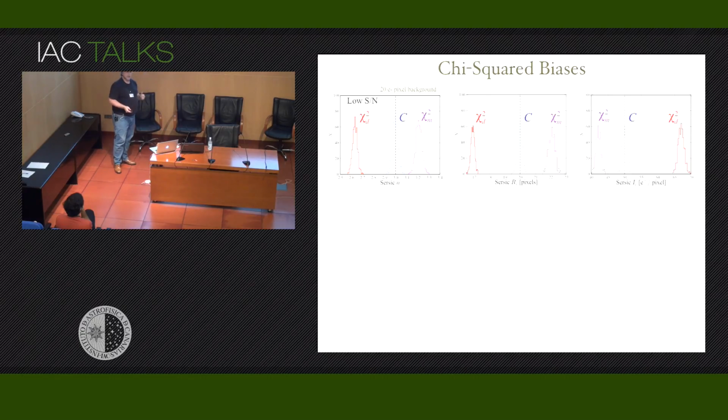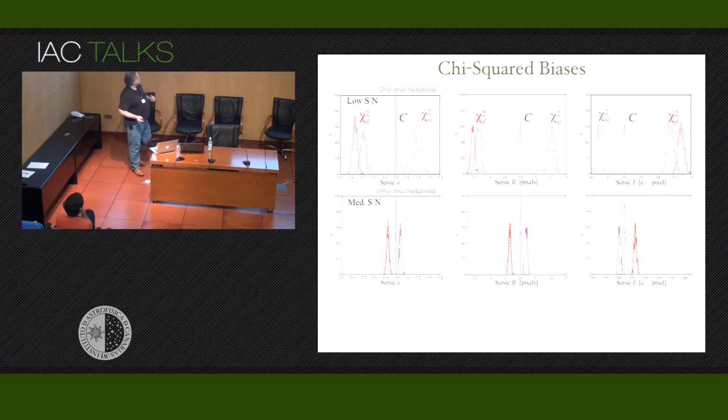If we go 5 times higher, it looks like this. So now you can see that the Cash statistic is still unbiased. With the chi-squared statistics, the bias is still present, although it has shrunk significantly.